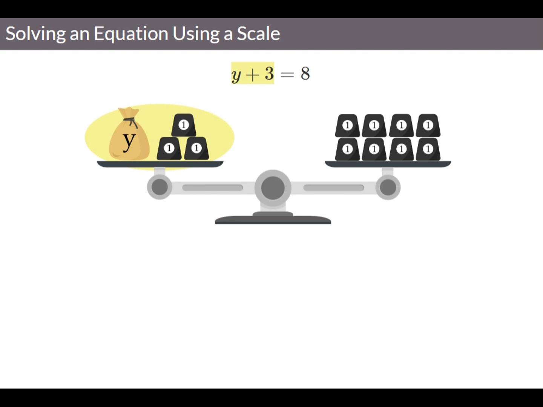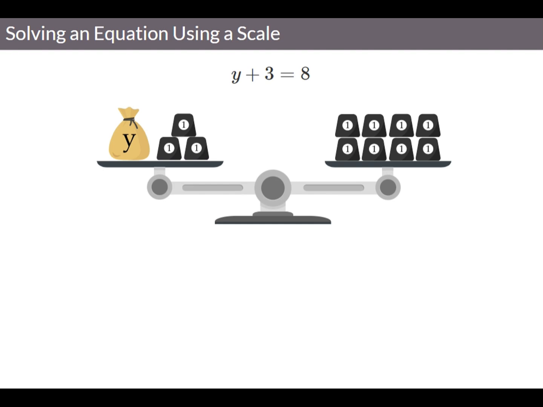Recall that we use a bag to represent an unknown number of weights, and the variable y to represent the total number of unit weights in the bag. Since we are given that the quantities y plus 3 and 8 are equal, we show the scale as balanced.